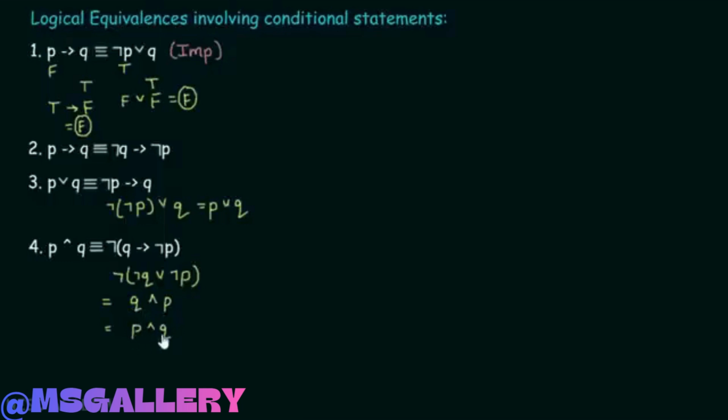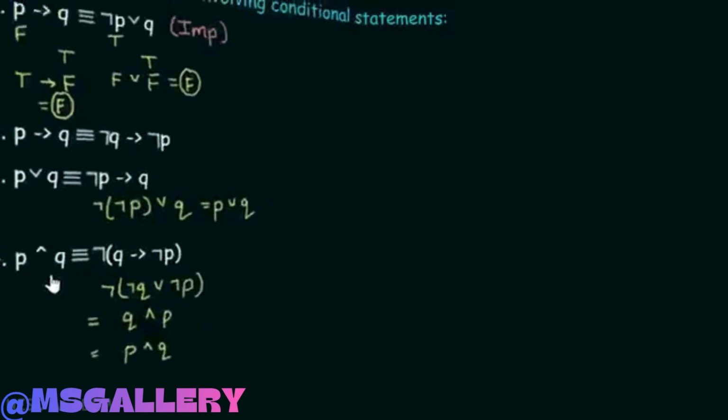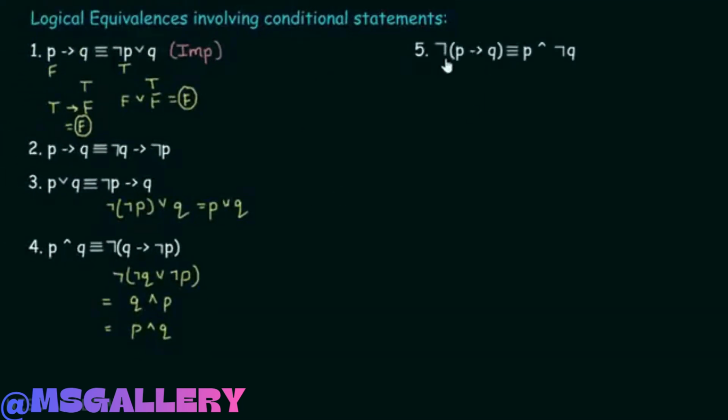Q and P is equivalent to P and Q, and this is what we are getting as a result, P and Q. Let's consider the next rule. Not of P implies Q is equivalent to P and not Q. We can easily prove this as well. This will be your homework.